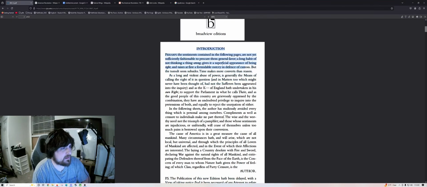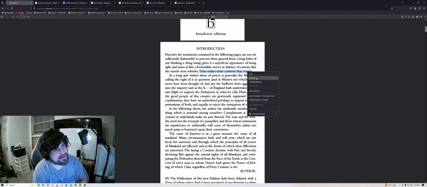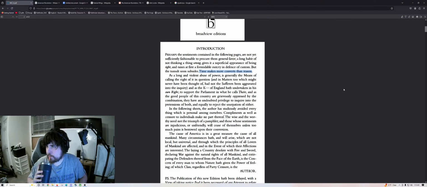I really like this opening line. Although this does give me kind of a pick-me tweet. "Perhaps the sentiments contained in the following pages are not yet sufficiently fashionable." Like, I know this is not going to be popular, and I know everyone's going to hate this just because it's not the good thing to say. But "the long habit of not thinking a thing wrong gives it a superficial appearance of being right" and "time makes more converts than reason." I really like that.